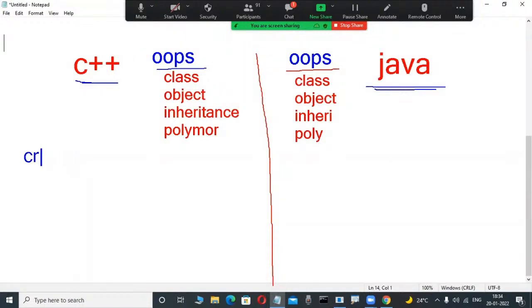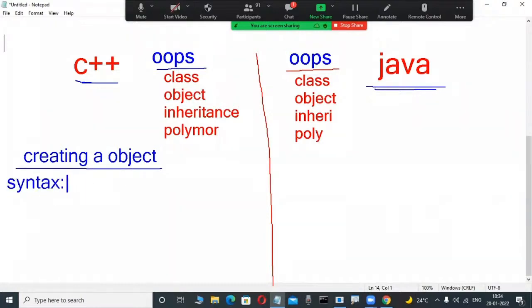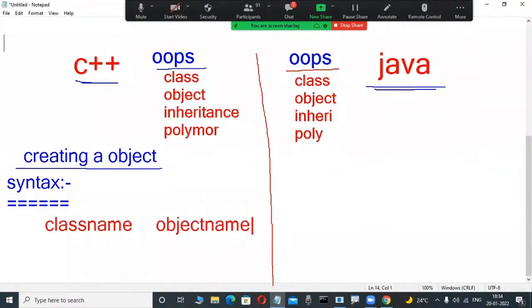So many persons have an idea. Creating an object from the class, what is the syntax in C++? So many fellows have an idea. Slowly observe here. Here is the only difference. The syntax is: class name, space, object name. This is the syntax to create an object from the class in C++.